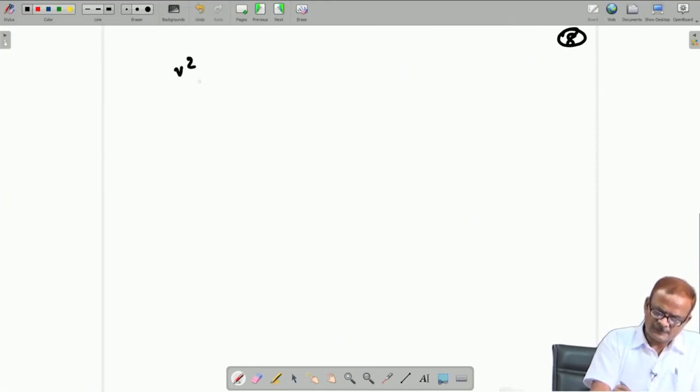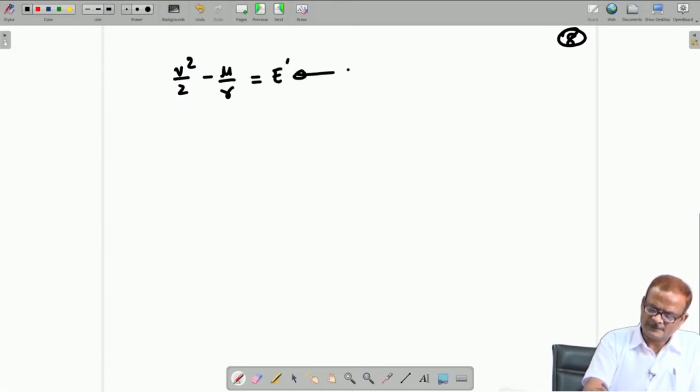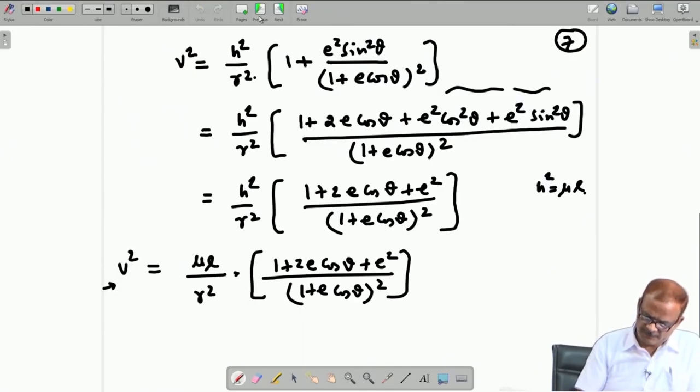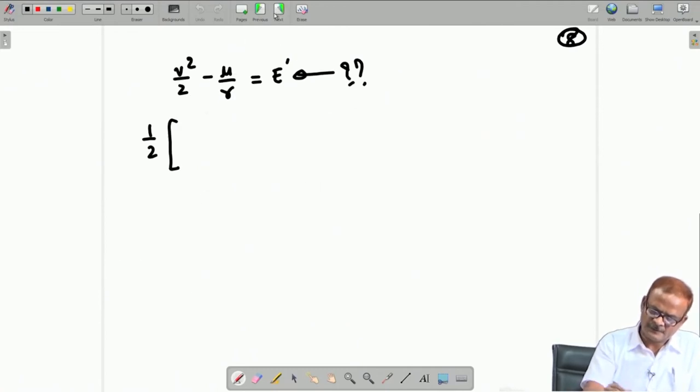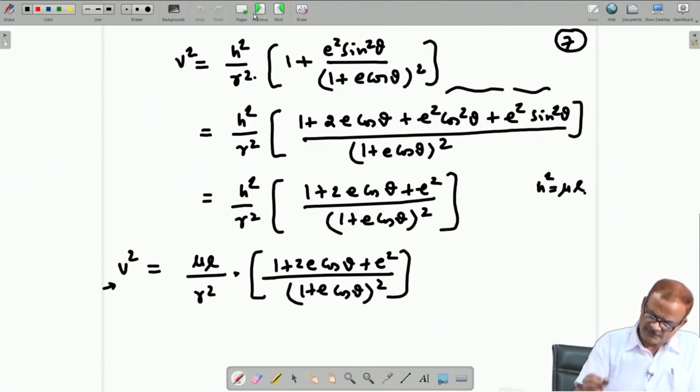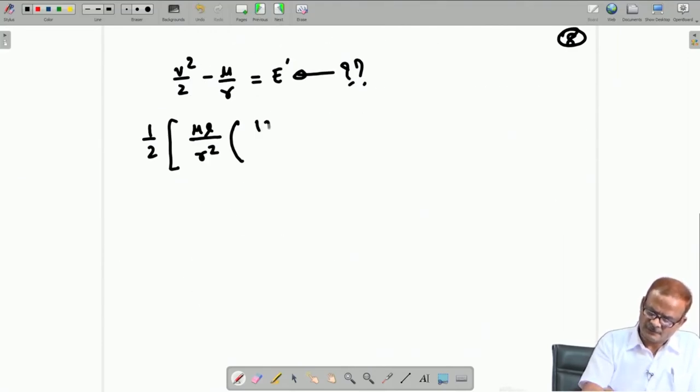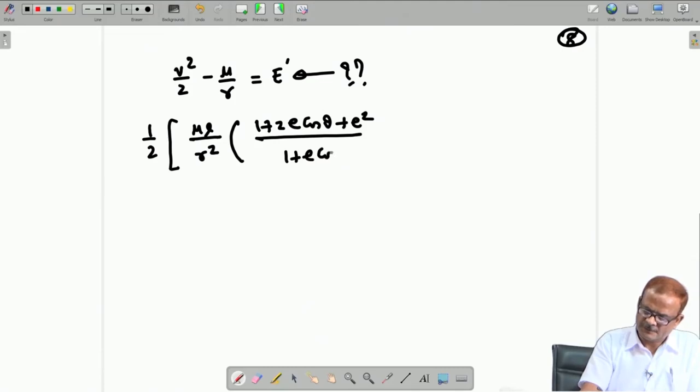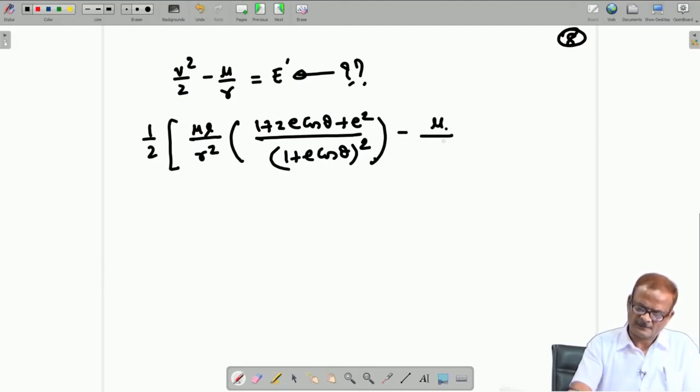So, we were looking for v square by 2 minus mu by r, this equal to e prime, and this is the quantity which we are trying to evaluate. So, we will write here 1 by 2 and v square from the previous page, then we fetch mu l by r square, mu l by r square, and times 1 plus 2 e cos theta plus e square divided by 1 plus e cos theta whole square minus mu by r, this equal to e prime.